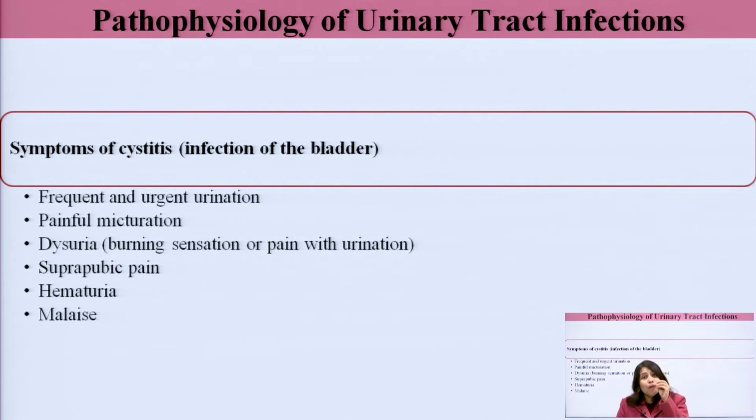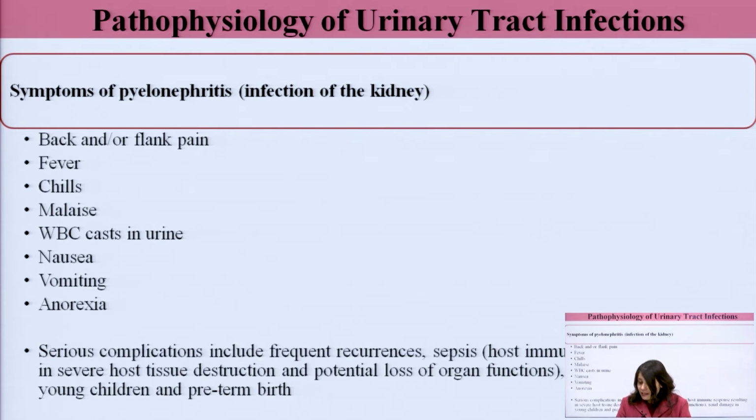Hematuria, the presence of blood in urine. Malaise, uneasiness, pain in the muscles. This is what malaise is.